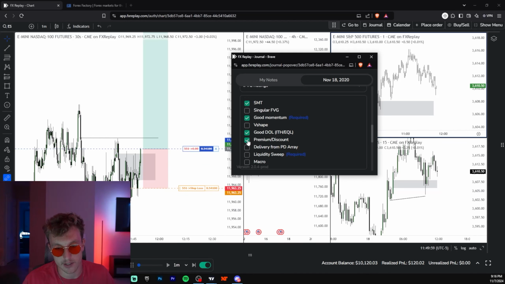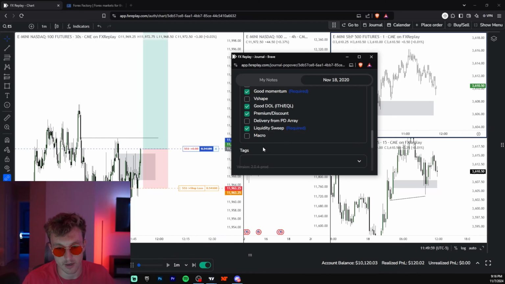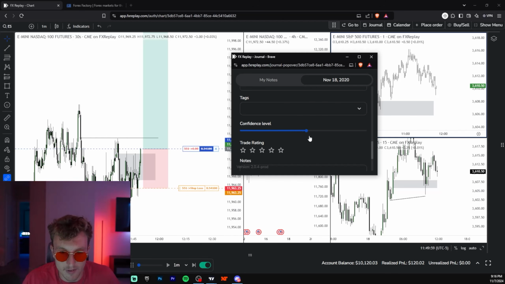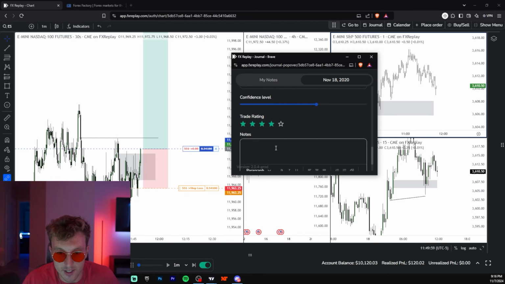We're in discount technically on the higher time frame. Not really liquidity, but we're gonna have to click that anyways because that can be required, and it is the macro time. Confidence level, not the most confident, but I still like the RR.